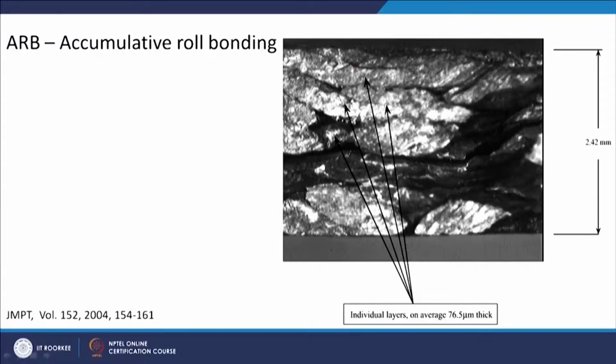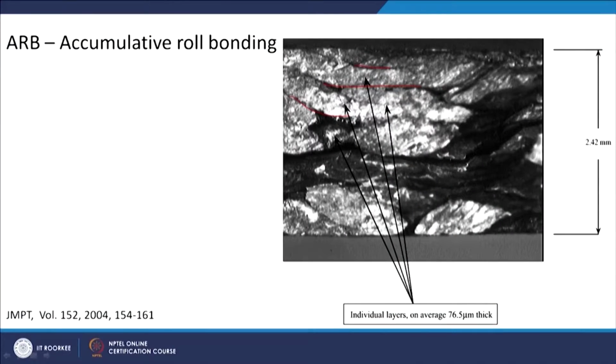You can see in this micrograph how accumulative roll bonding layers are seen. All these black lines here are the interfaces where stacking was done. When you do the stacking there will always be an interface formed. So, this is the initial layer, and then you are stacking it, so you will also see the effect of the interface. All these are interfaces here.